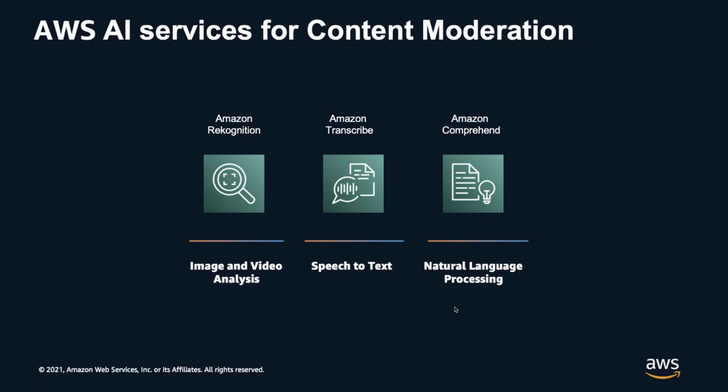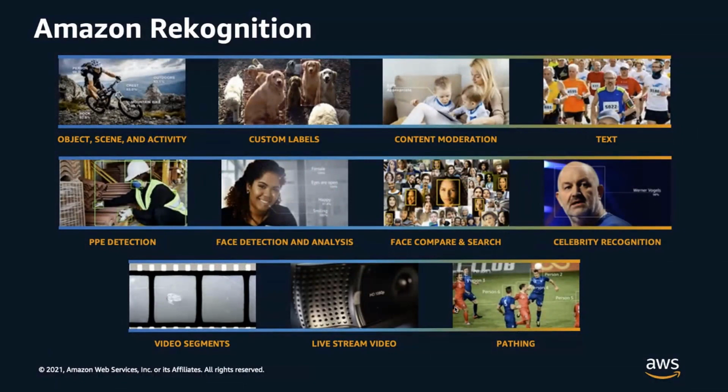So let's look into Amazon Rekognition first. Now, Amazon Rekognition, as I mentioned, is an image and video analysis service, and it has multiple features, which I'll briefly walk through. Amazon Rekognition can recognize different types of objects or scenes. Given an image, it will tell you, for example, it contains a bike or mountains, or it's outdoors, or it contains dogs and cats, and things like that.